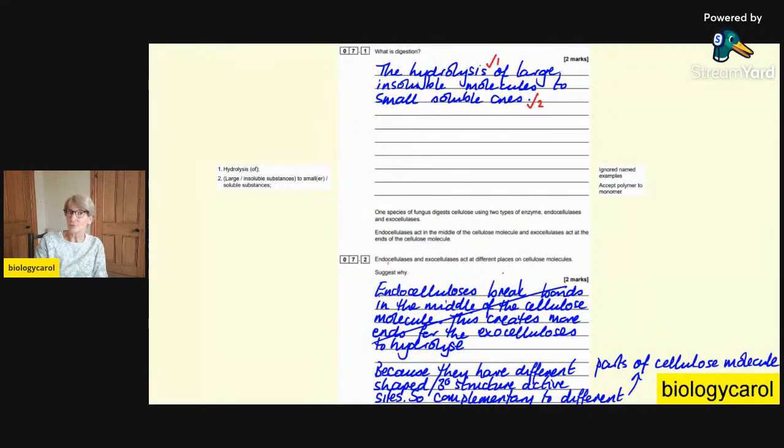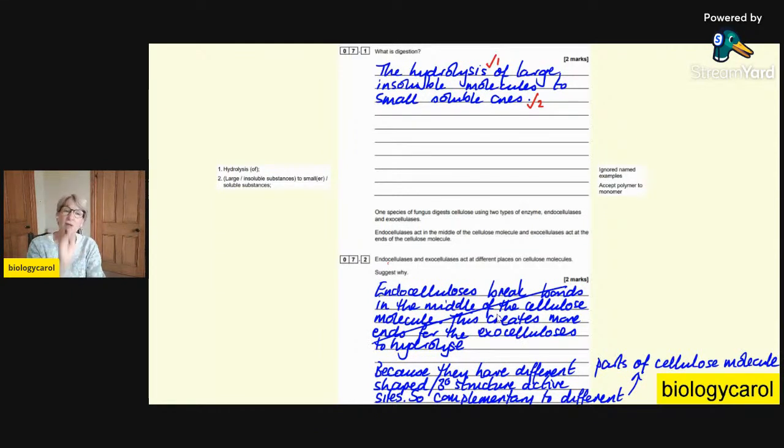Here is what I put. I wrote this answer first. Why do they act at different places? Because, oh, actually, I've just realized that was wrong. This was a kind of standard answer for endo and exopeptidases. Why are they both used? And I only realized that this was the wrong answer because in a couple of questions' time, this is very definitely the right answer. So I then went back and looked at the question again.